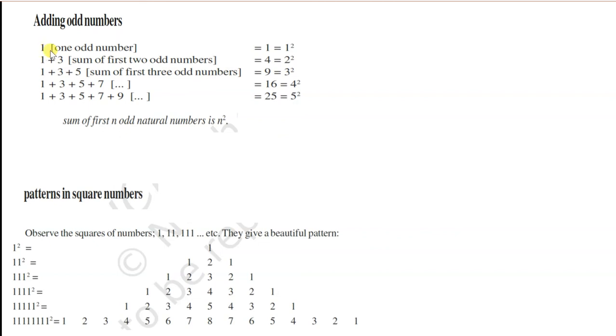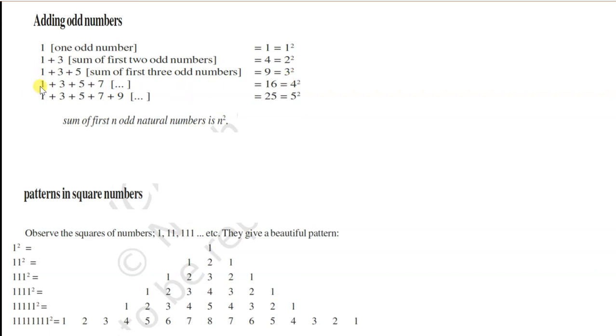If you take one odd number, it can be written as 1 square. If you add the first two odd numbers, 1 and 3, you will get 4, which can be written as 2 square. Here we have taken two odd numbers and the result is 2 square. If you take the sum of the first three odd numbers, 1, 3 and 5, the sum is 9, which can be written as 3 square.